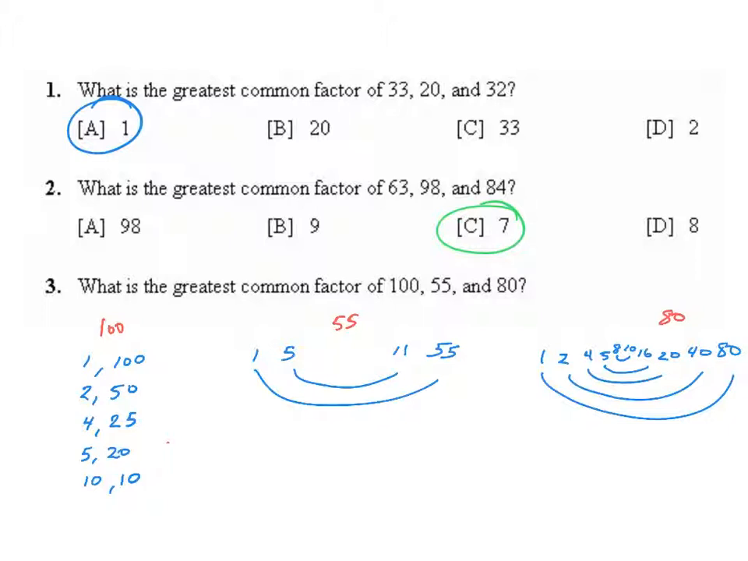So let's look for our common factors. Of course, we have a common factor of 1. I'm just going to look at the 55 one because it has fewer factors. I see every one of them has 5 on their list. They don't all have 11 and they don't all have 55, so there are only 2 common factors, 1 and 5. So the GCF of 100, 55, and 80 is 5.